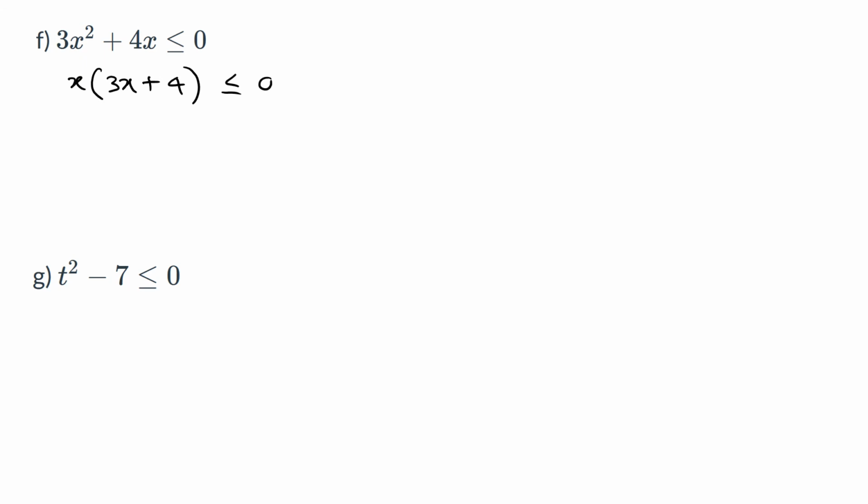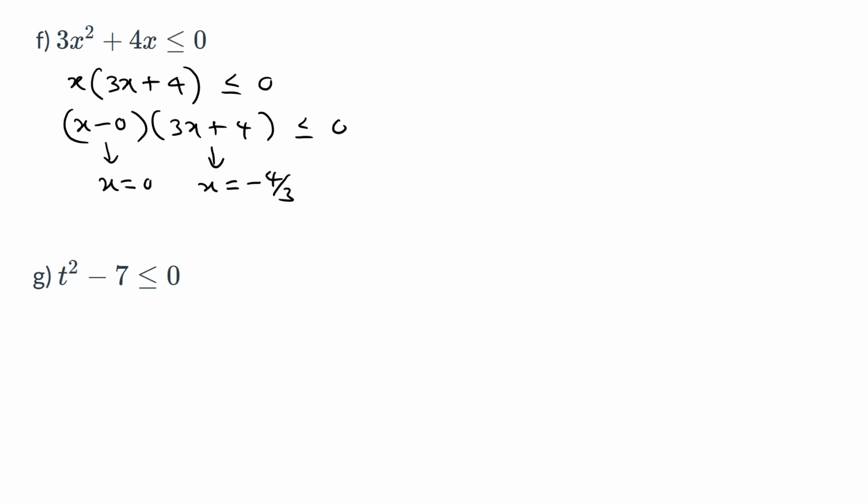So you can exaggerate 0. You can rewrite it if you want: x minus 0 and then 3x plus 4 less than or equal to 0. And the zeros are, so this is x equals 0. This one says x equals, how to solve? Bring 4 to the other side, so negative 4 divided by 3, so negative 4/3. So those are the two numbers.